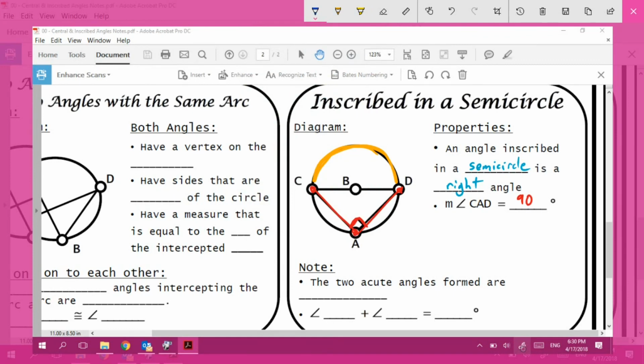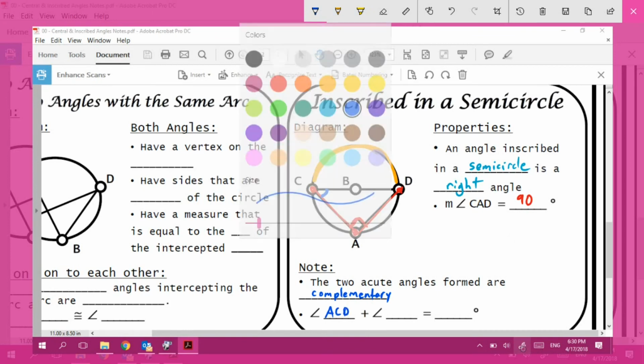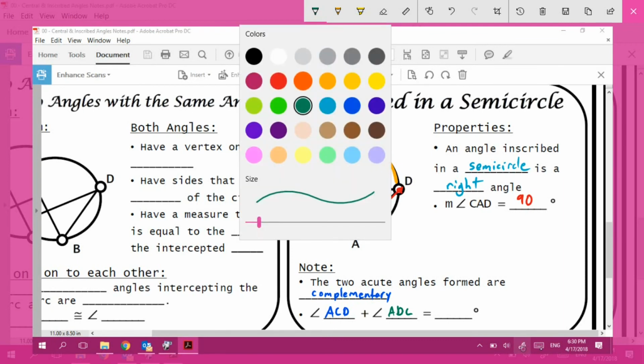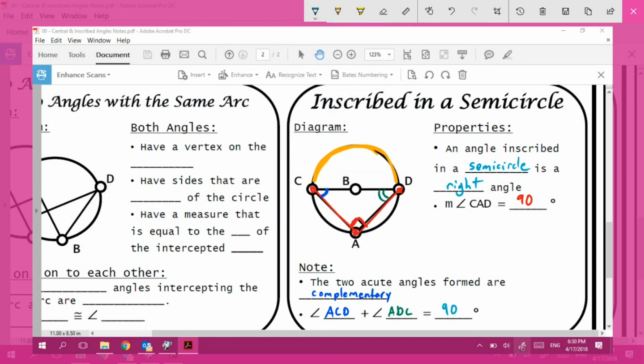The two acute angles formed are complementary. That means they add up to 90 degrees. So my two acute angles are right here. ACD, that's one that's right here. And then where's the other angle in here? Angle ADC, right here. Now remember, this is a triangle, right? And a triangle has 180 total degrees. So if this bottom angle CAD is taking up 90 of them, that means these other two, when you add them together, they have to equal 90 degrees. That's what this note is saying.